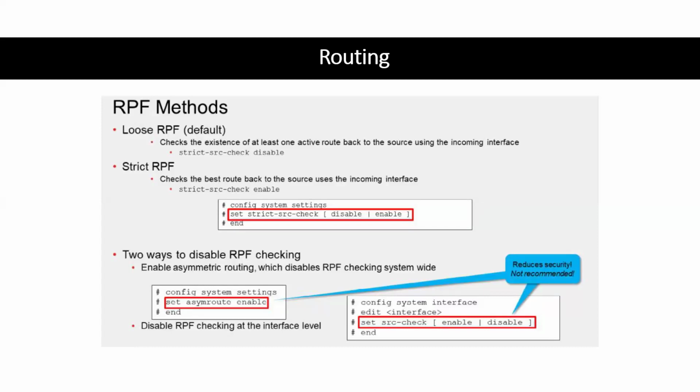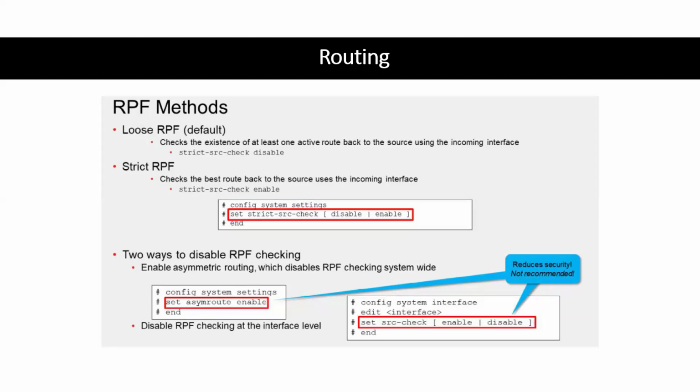It does not have to be the best route, just an active one, okay? In strict mode, FortiGate checks that the best route to the source IP address is through the incoming interface. The route not only has to be active, as in the case of loose mode, but it also has to be the best. Okay?